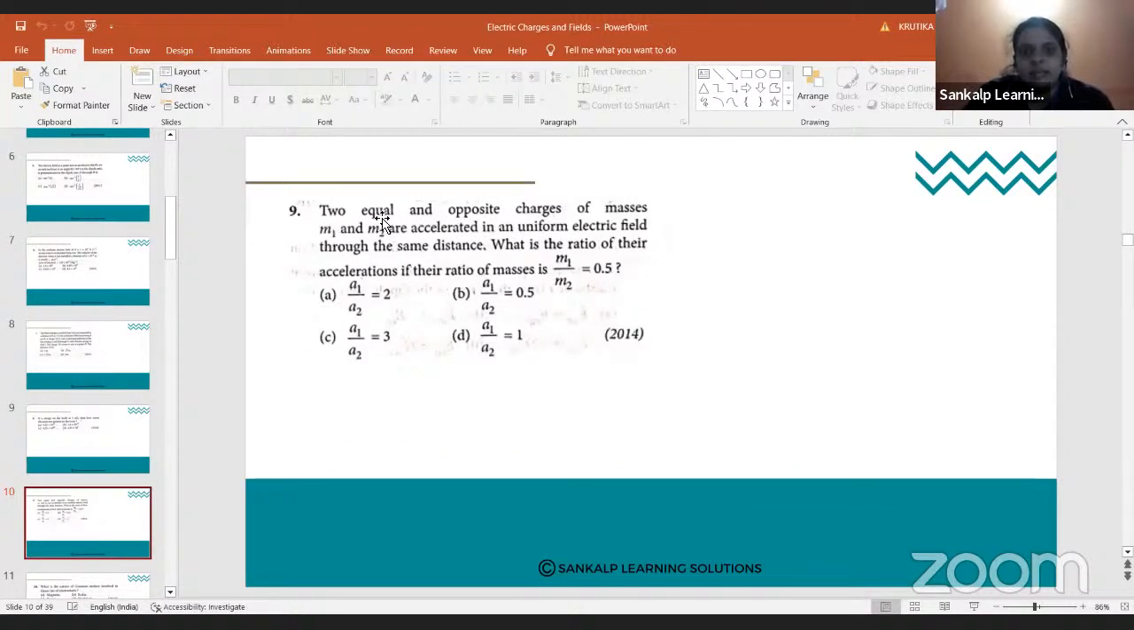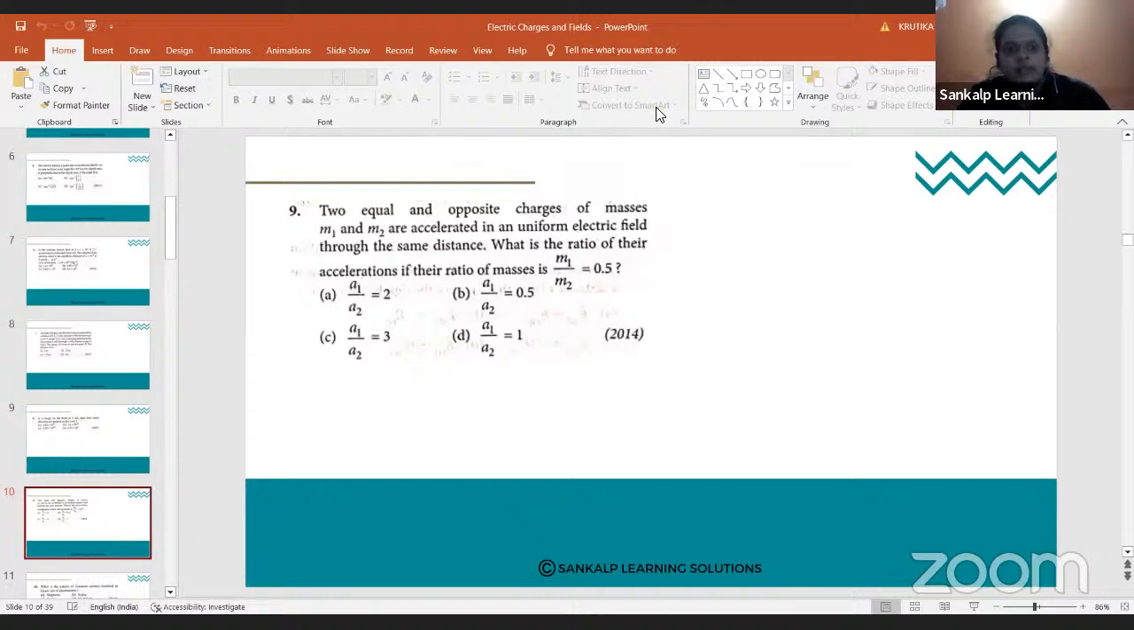Yes. So I will repeat the question. You have, for example, a 2 coulomb charge, two equal and opposite charges. One is positive and the other is negative. They are saying their masses are m1 and m2. They are accelerated in a uniform electric field through the same distance. What is the ratio of their acceleration? So the ratio of the acceleration is what they are asking here.